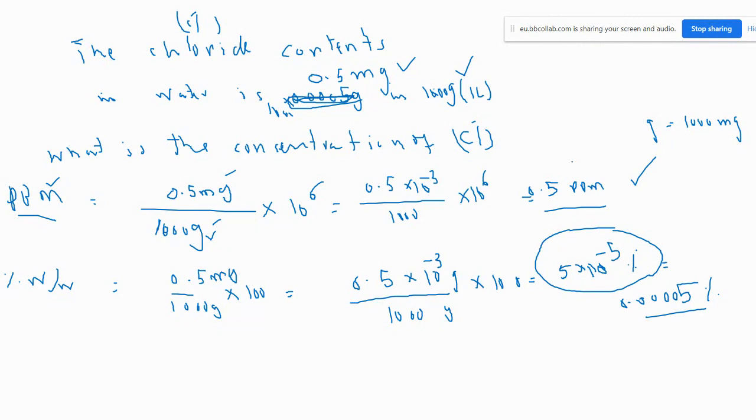But what about 0.5 ppm? It's easy, it means good, because it looks like some number. 0.5 ppm is good for me. If I am going for ppb, I will do the same thing here: 0.5 into 10 to the power minus 3, divided by 1000, multiplied by 10 to the power 9. It will now be equal to 500 ppb.